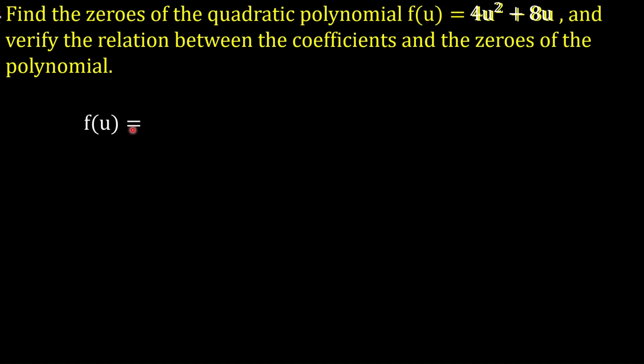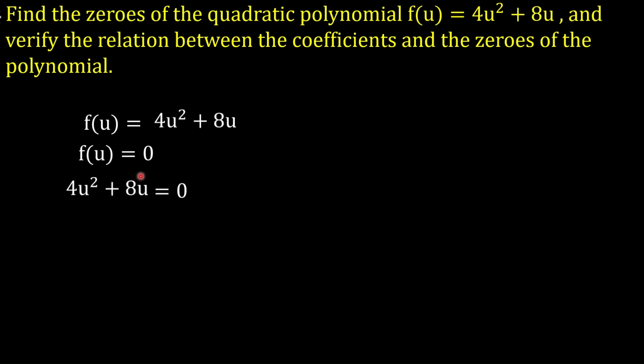First, we are given a function f(u) = 4u² + 8u. Now, we are asked to find the zeros. So, we take f(u) = 0. That gives us 4u² + 8u = 0.